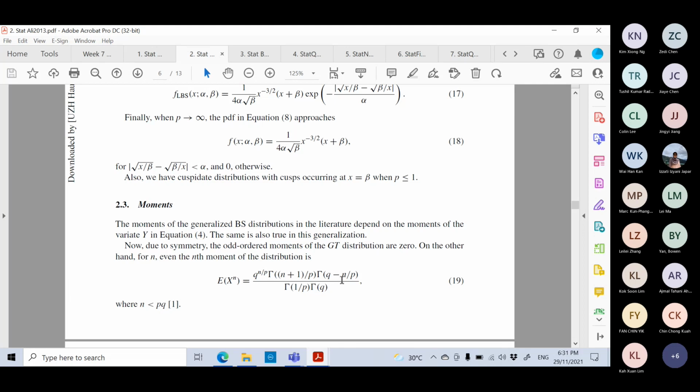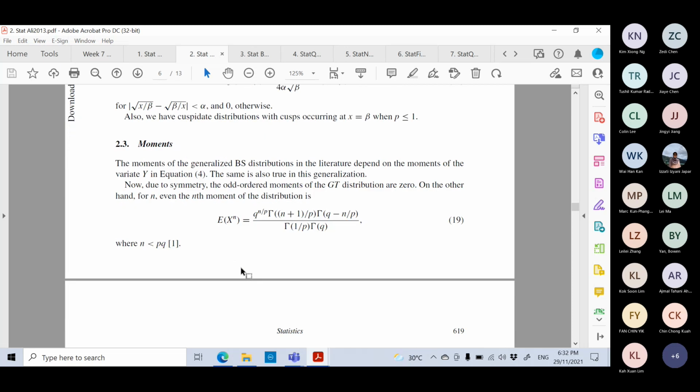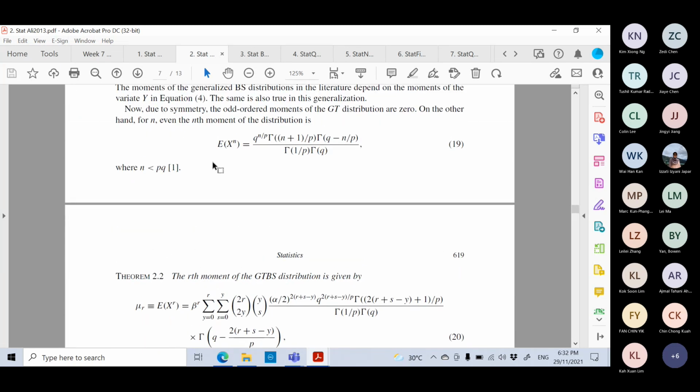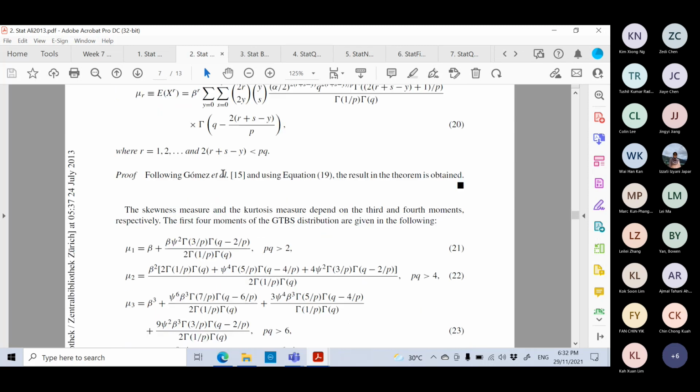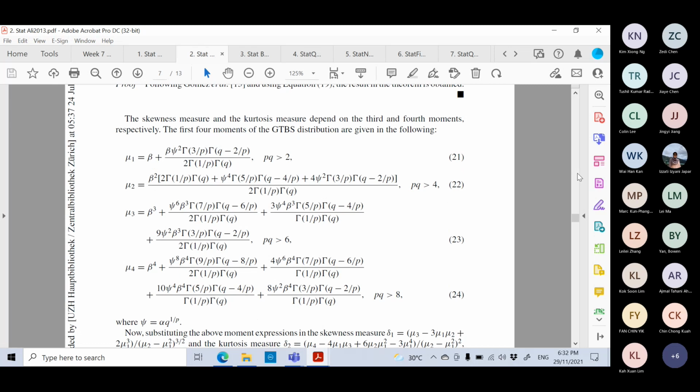The first moment is the mean, and the expectation of x squared helps you get the variance: the variance is equal to the expectation of x squared minus the mean squared, and so on. So they provide all the expectations. The first 4 moments are given here. They have derived all these things.